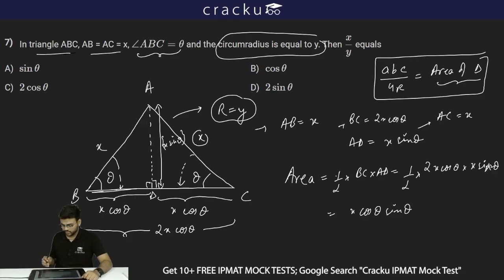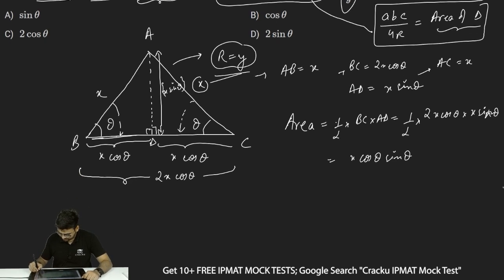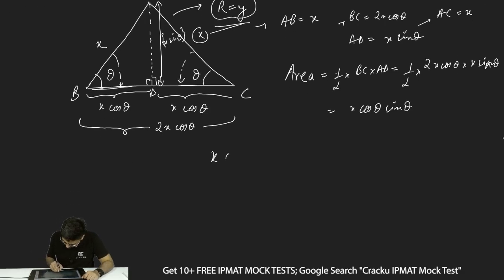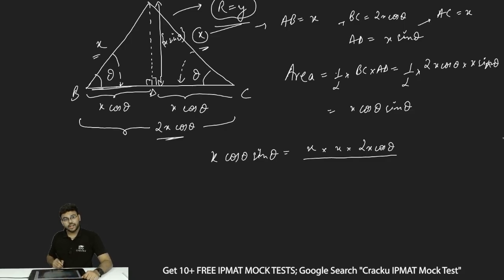And we know the circumradius as well, which is equal to y. This r is equal to y. We have to figure out the value of x upon y. So what will happen? Area of triangle ABC is ABC by 4r. So I can write x square cos theta sin theta, which is the area of triangle ABC, is equal to the product of the 3 sides of the triangle, which is x into 2x cos theta into x, divided by 4 into circumradius. Circumradius is y, so 4 into y.